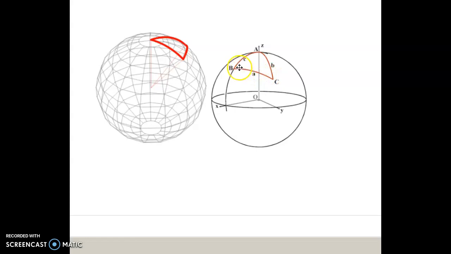Same question you can ask about B. Imagine you flip it this way. You turn this whole thing in a way that B will touch the pole. Now you'll have these two things coming down from the pole, BA and BC. What will be the difference in longitude? So that's called the B angle.